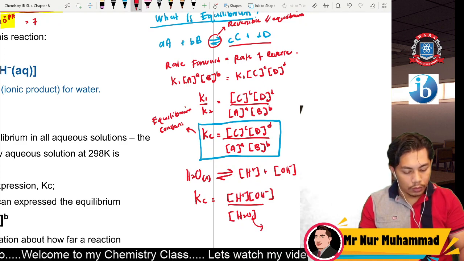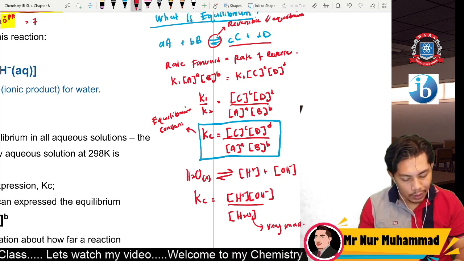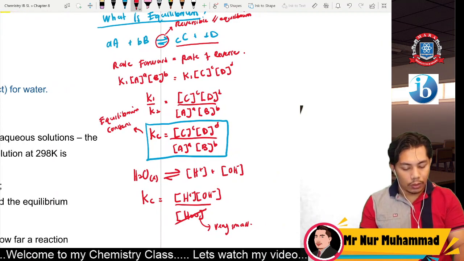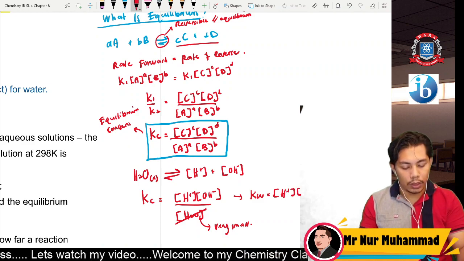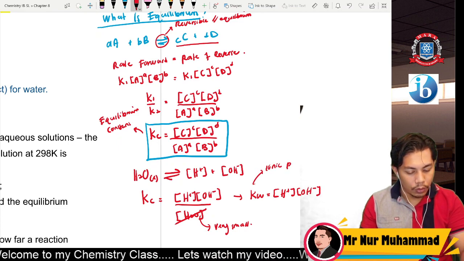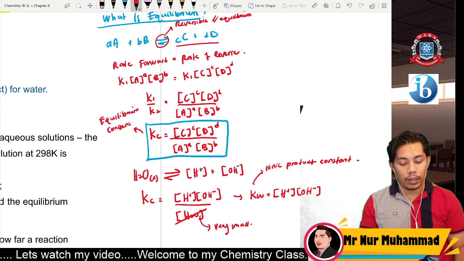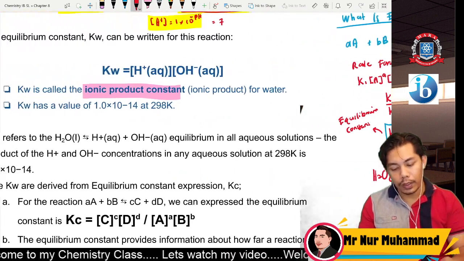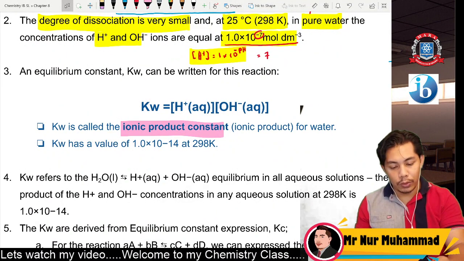The concentration of water is very small, meaning that we can ignore this concentration. When we ignore the concentration of water, it becomes Kw. We do not call it the equilibrium constant anymore, but the ionic product constant. So actually this is derived from the equilibrium constant.